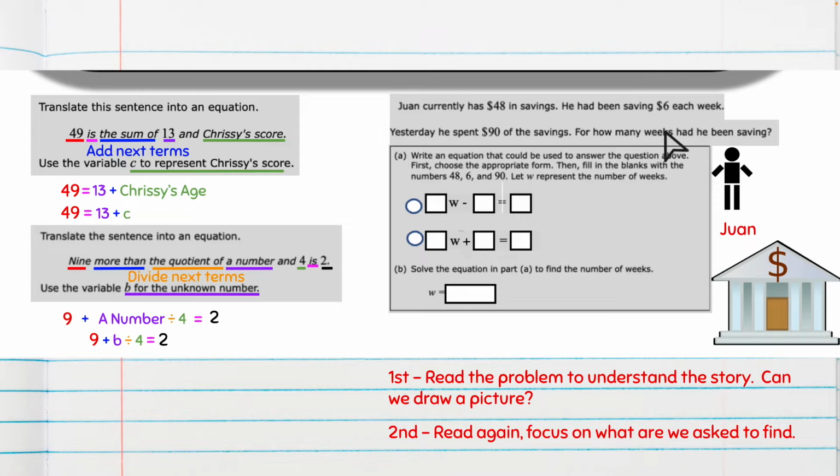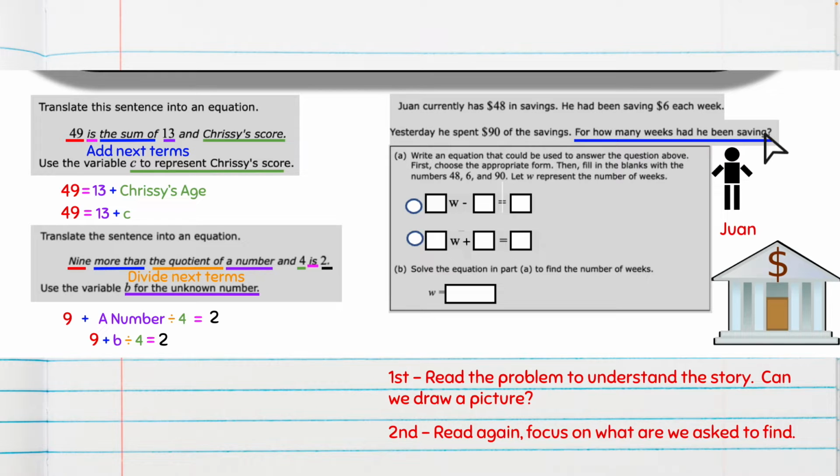So the question usually appears at the end, which is nice. They usually always throw it at the end. As we get more advanced in the mathematics, it might not always be at the very end. You might have to figure out what the question is. What am I being asked to find? But for now, it's pretty straightforward. How many weeks has he been saving? So this is our question. I want to know how many weeks he's been saving that $6.